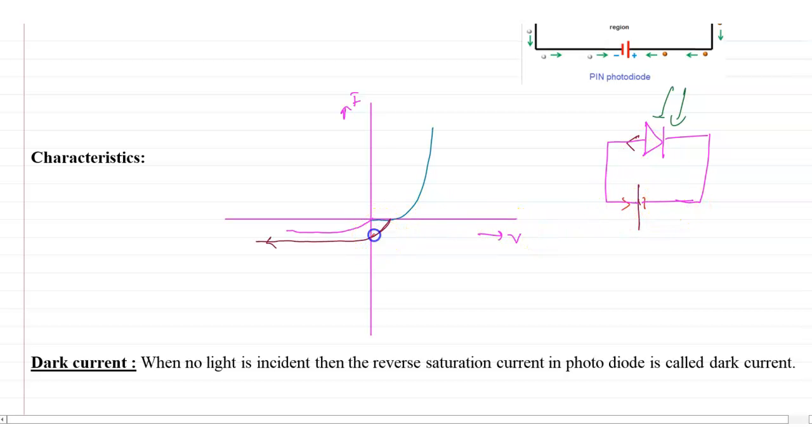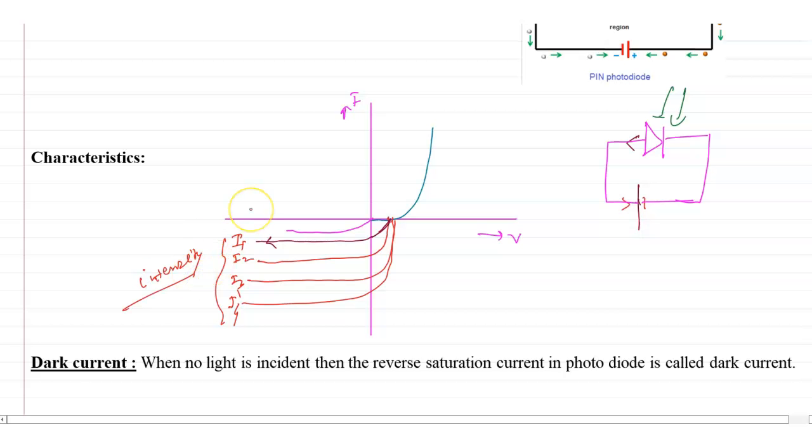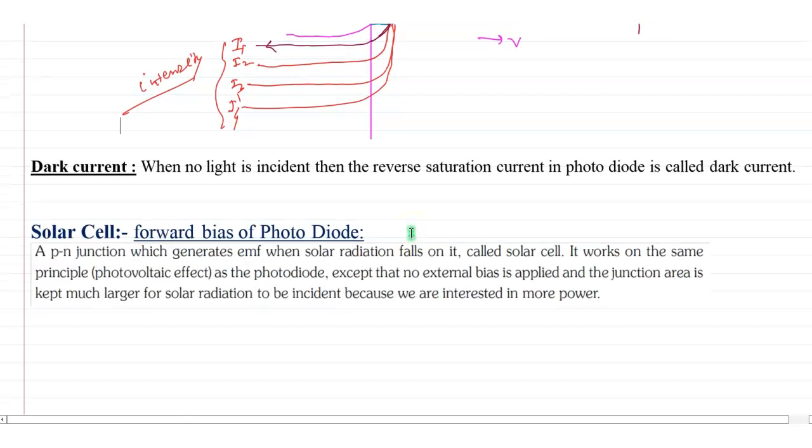So this region is used as a solar cell. With increasing intensity of light, we get reverse bias curves like this. With increasing intensity, the reverse bias current will increase. Suppose these are I1, I2, I3, I4. These are the intensities, not currents. Dark current is the current on the photodiode when no light is incident in the reverse bias situation.